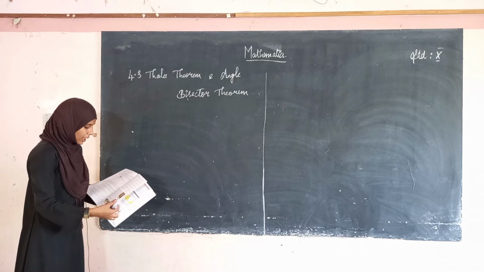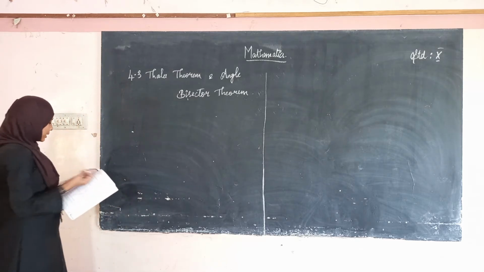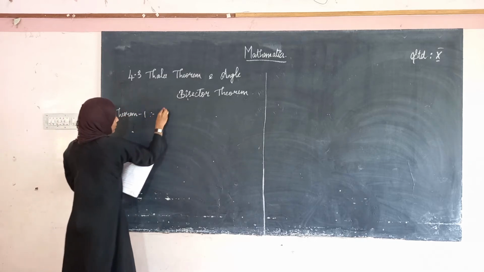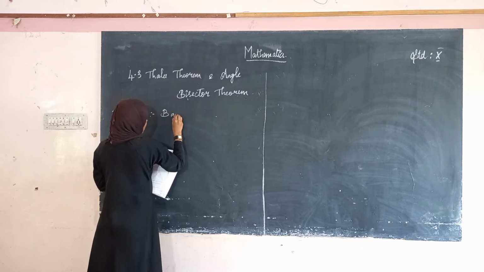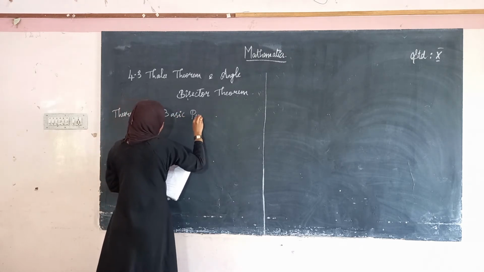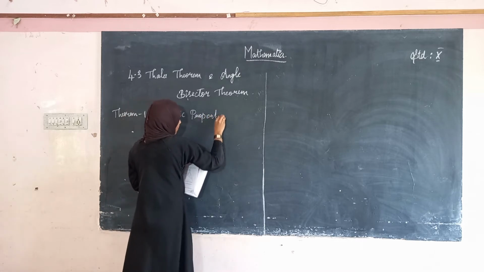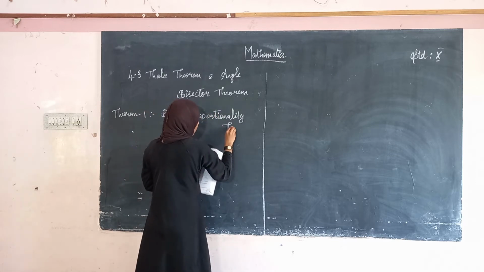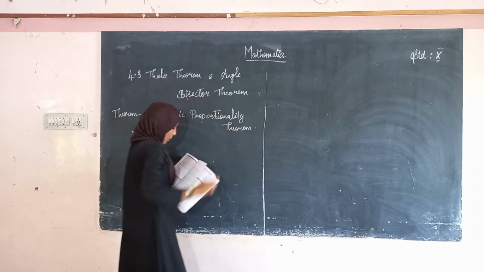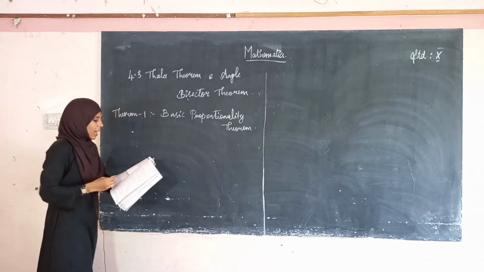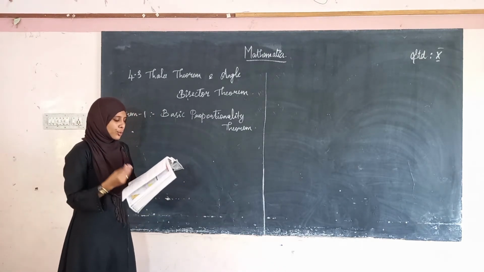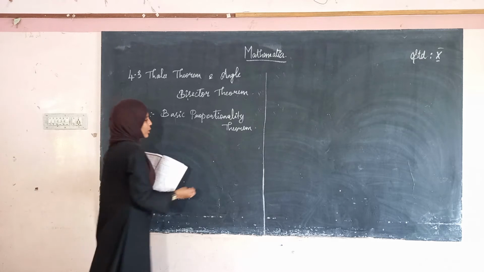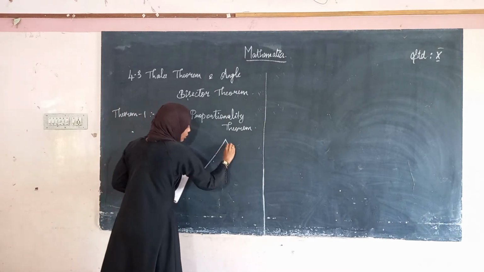Now first let us see what Thales theorem is. Thales theorem or basic proportionality theorem. The statement is: a straight line drawn parallel to a side of a triangle, intersecting the other two sides, divides the sides in the same ratio. The two theorems are also about the triangle.